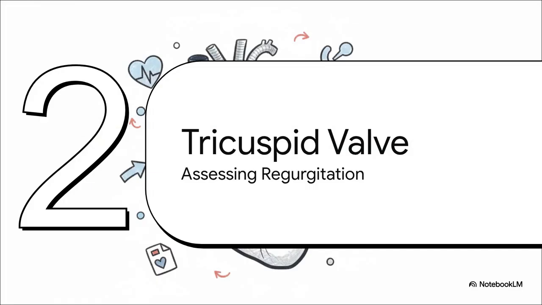Okay, let's hop over to the right side of the heart now and talk about the tricuspid valve. While tricuspid stenosis is pretty rare, tricuspid regurgitation, or TR, is actually quite common. A lot of the time, it's what we call a secondary problem. It's the consequence of high pressure or volume on the right side of the heart from other issues, like pulmonary hypertension.